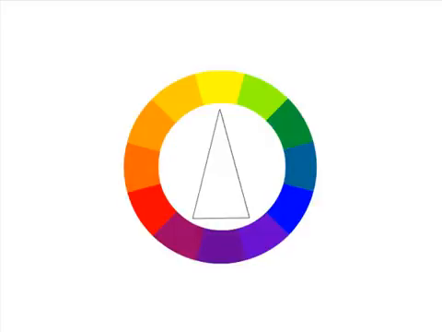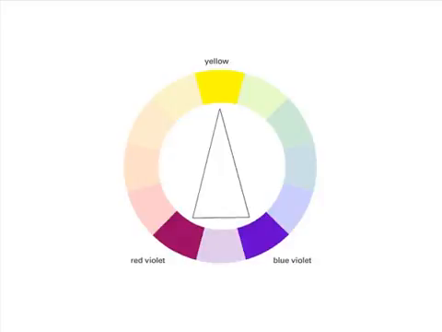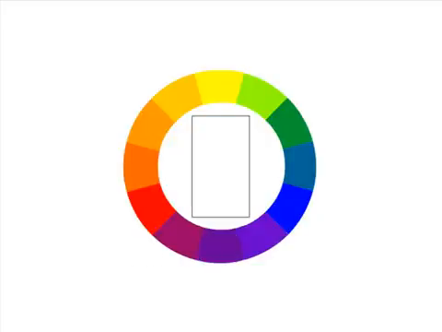An isosceles triangle creates a split complement harmony. It's formed by first picking two complementary colors, like yellow and violet in this example. One complement is used in the harmony, in this case yellow, and the two adjacent tertiary colors of the other complement finish it off. Sometimes you need a color scheme with more than the usual 2 or 3 colors.